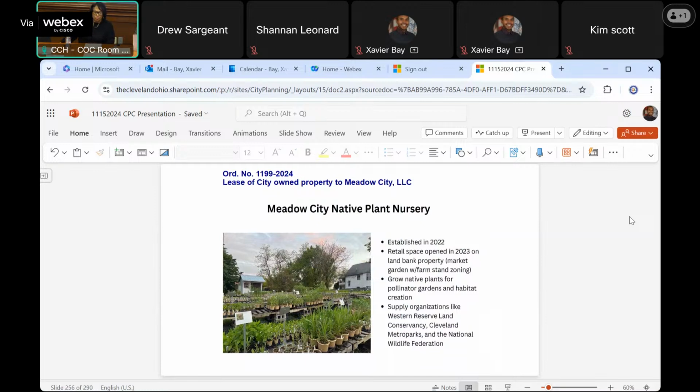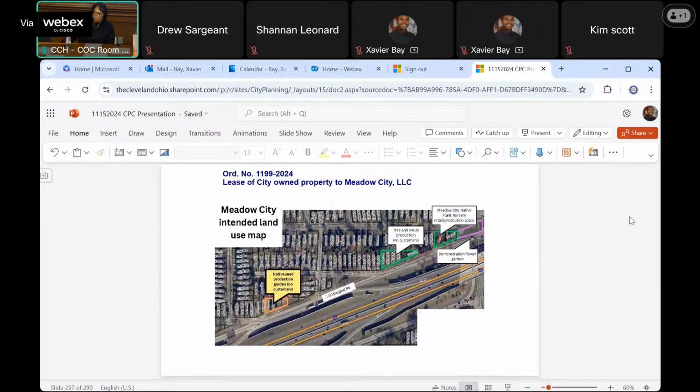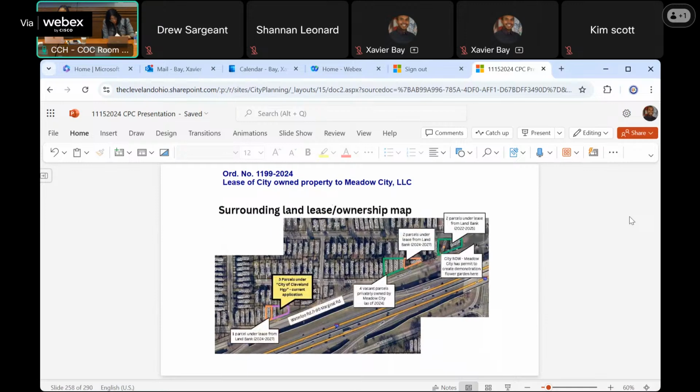You go to the next one. So as shown on the slide, their existing operation is on the east side there, on the right side of the slide, and the site they're looking to lease from the city is kind of outlined in orange right down the road, Marginal Road. You can go to the next slide. Right now, the parcels that they're currently leasing are all owned by the land bank. There is some property that they recently purchased.